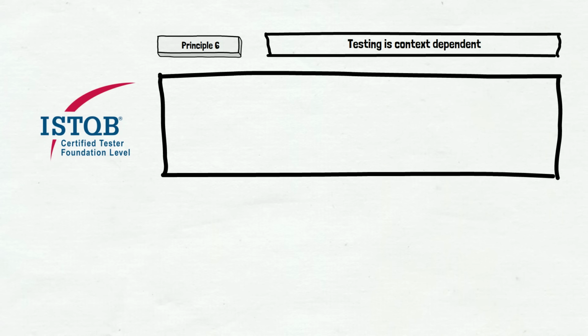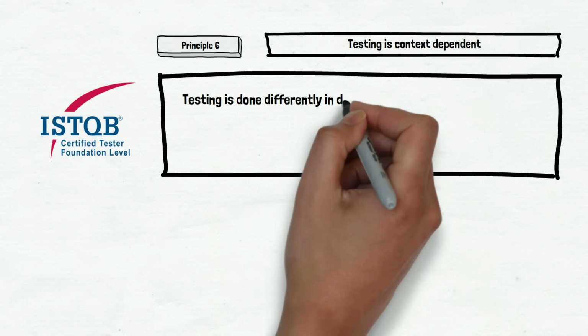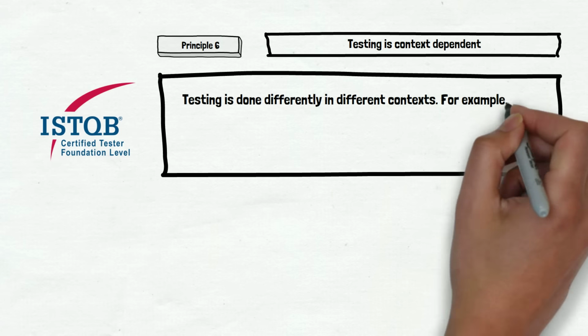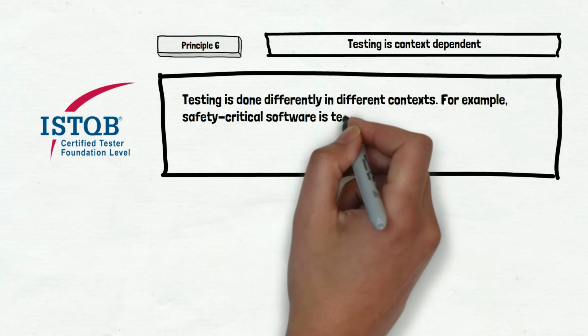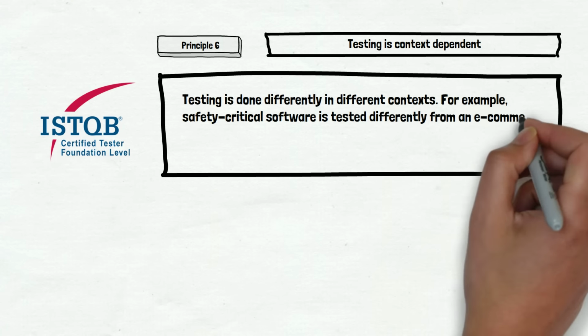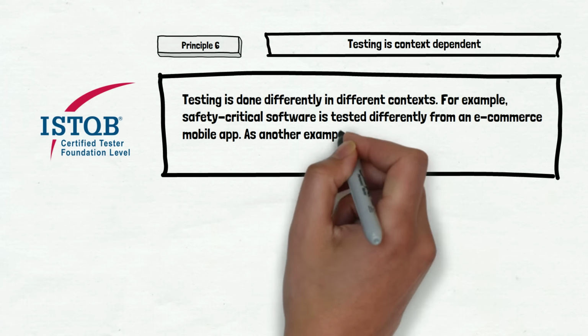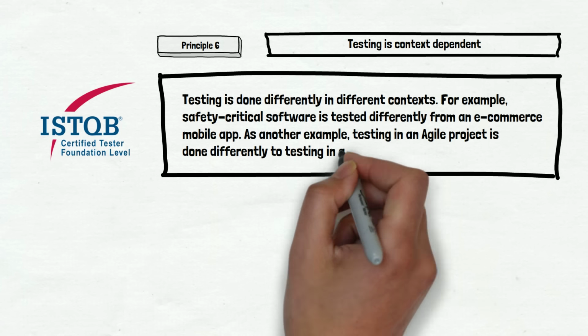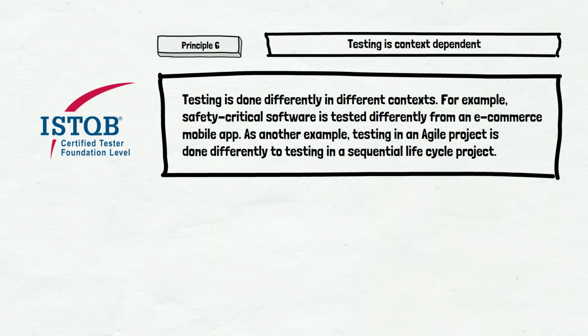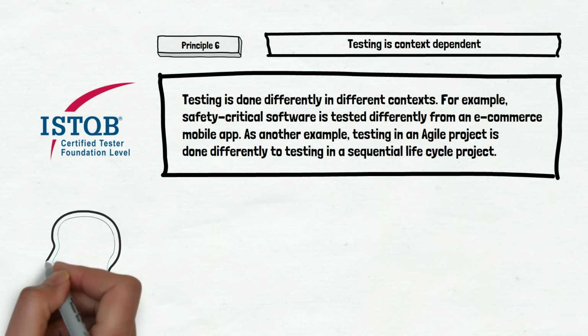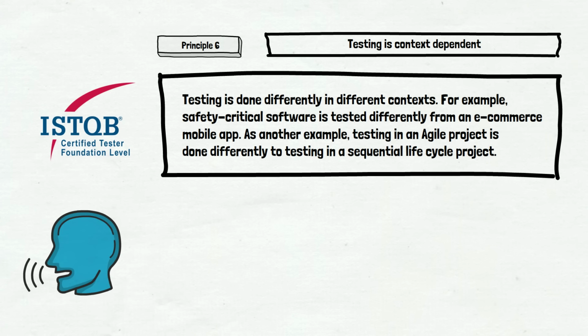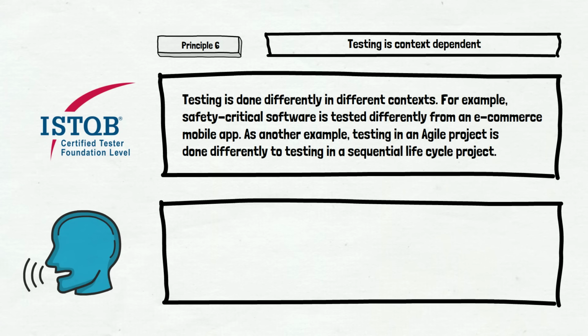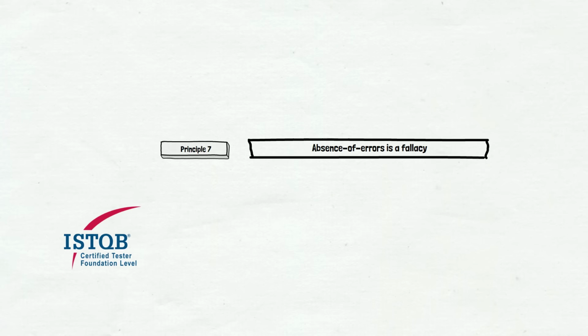Testing is context-dependent. Testing is done differently in different contexts. For example, safety-critical industrial control software is tested differently from an e-commerce mobile app. As another example, testing in an agile project is done differently than testing in a sequential software development lifecycle project. And again, in the scope of this principle, there is nothing to add for now. ISTQB provides a perfect example of different contexts and testing. We will talk more about it in a separate video. Let's move on to the last principle.